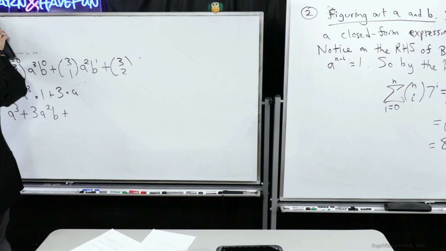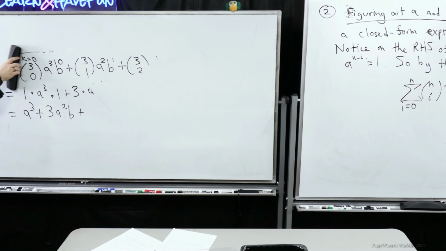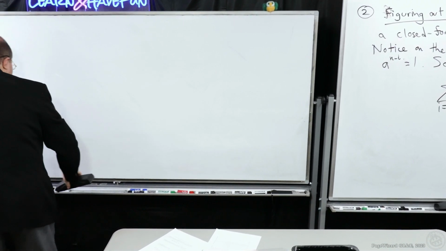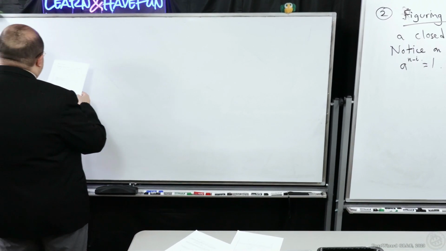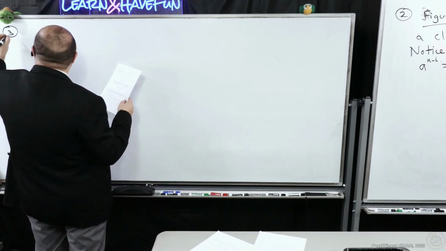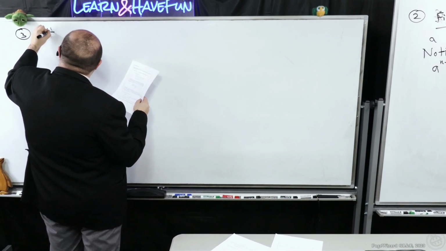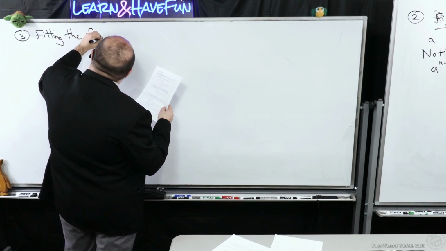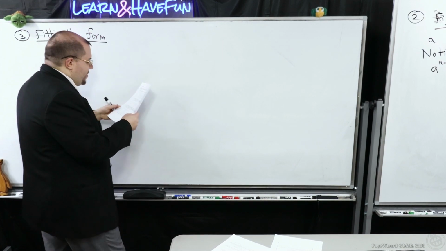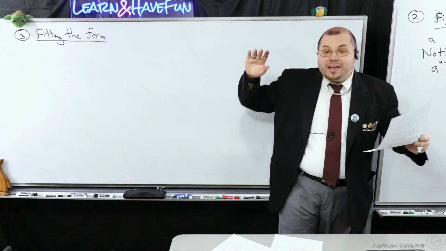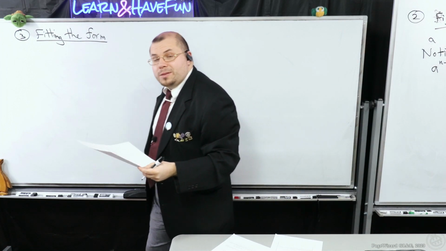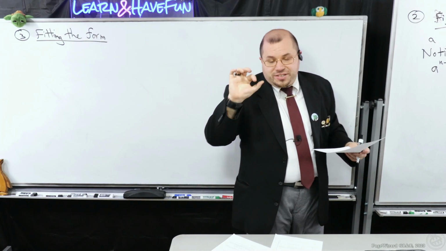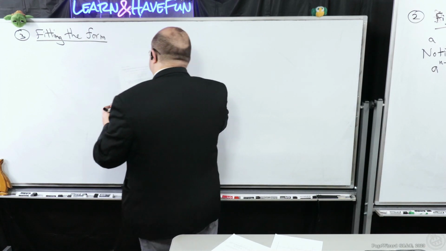So let's try a third example. The third example here I'll just refer to colloquially as fitting the form. I'm going to give you something that does not look like the form of the binomial theorem. Then I'm going to show you that you could actually fit it carefully in, and then you simplify. So watch this.